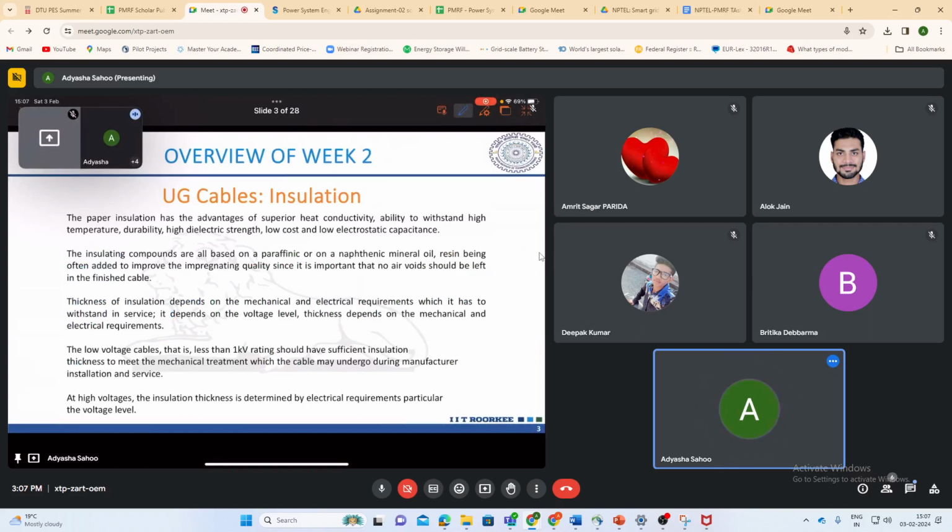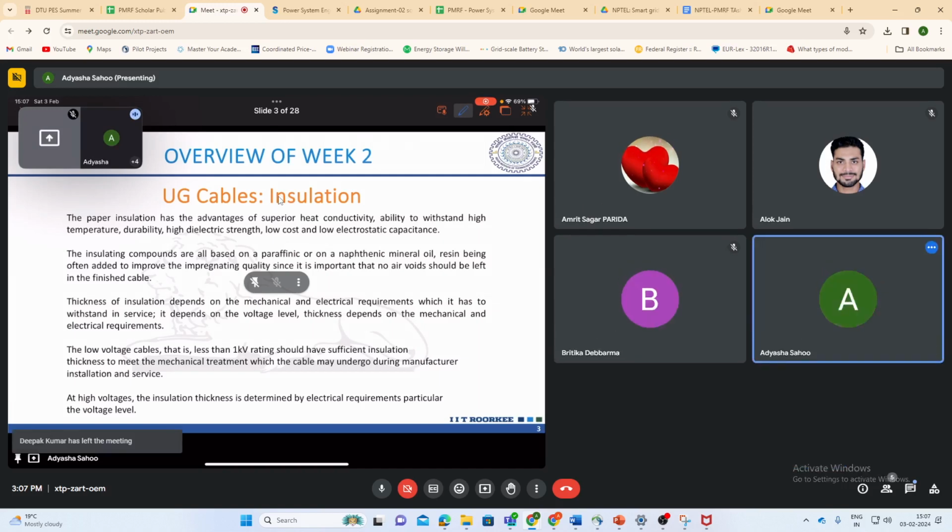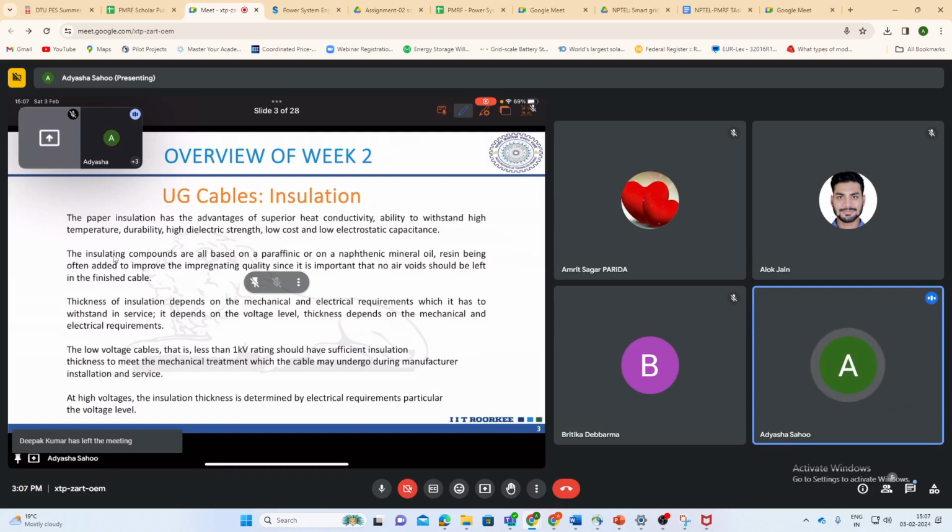So, this week was basically on underground cables, right? The first thing that we studied was how the underground cables are being constructed. In that topic, first we have the conductor, and following the conductor, the immediate layer that we have is of insulation, right? Can anyone of you say what are the desirable characteristics for the insulating materials? It is on the screen also, so we can discuss one by one.